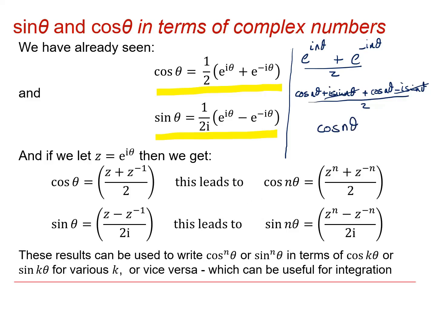And a similar piece of working will give you this expression for sine n theta, and you might like to just trace that one through for yourself to make sure that you can make it work out. Again, notice we've got a 2i on the bottom. Now these results are very useful for expressing either powers of cos theta and sine theta in terms of multiple angles, or vice versa, multiple angles in terms of powers. And both of those can be very useful for integration.